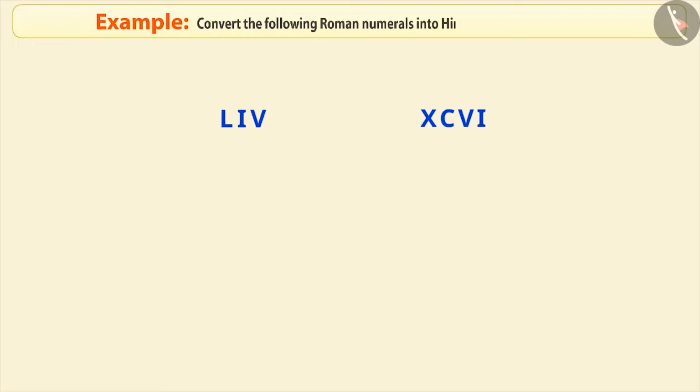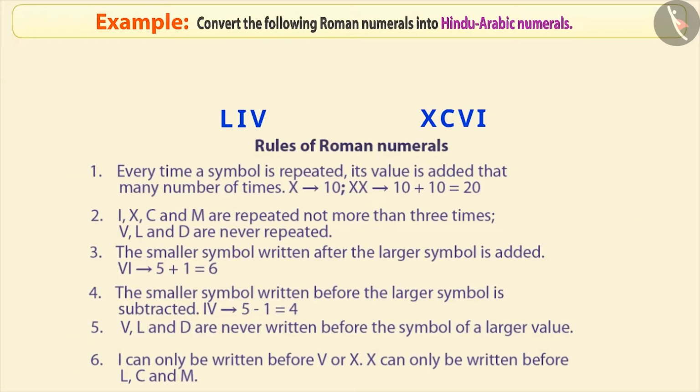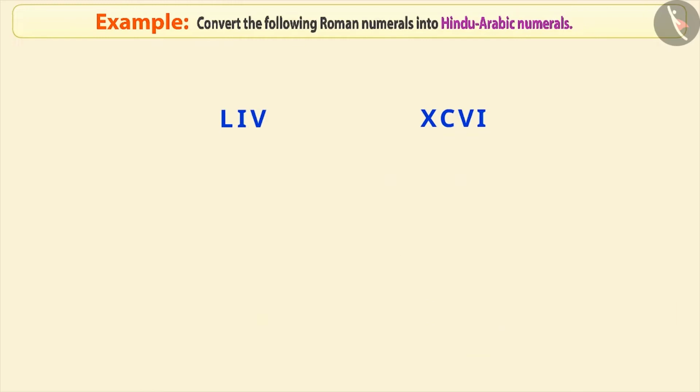Next example, convert the following Roman numerals into Hindu-Arabic numerals. Look at this Roman numeral. To convert them to the Hindu-Arabic number system equivalent, we observe the numerals from right to left. Following the rules, we can convert them to the Hindu-Arabic numerals.